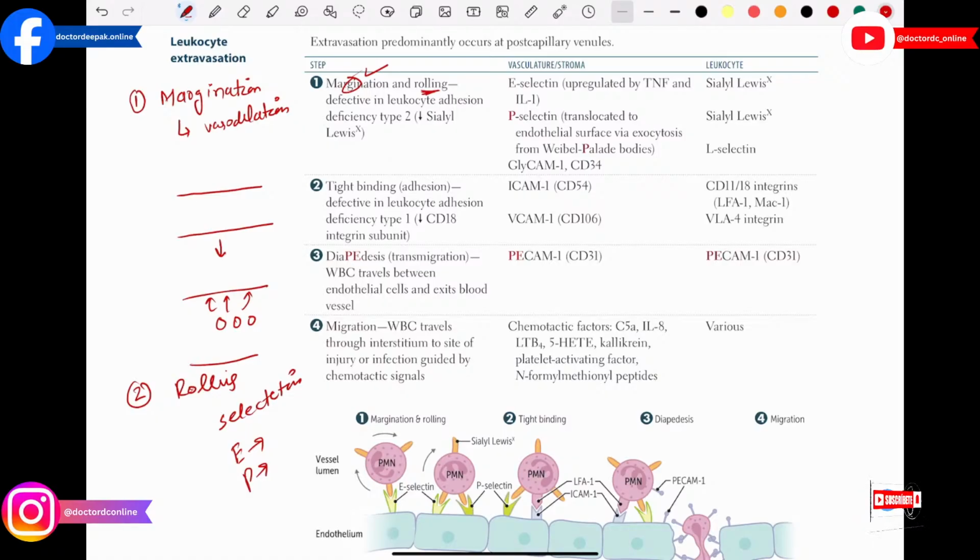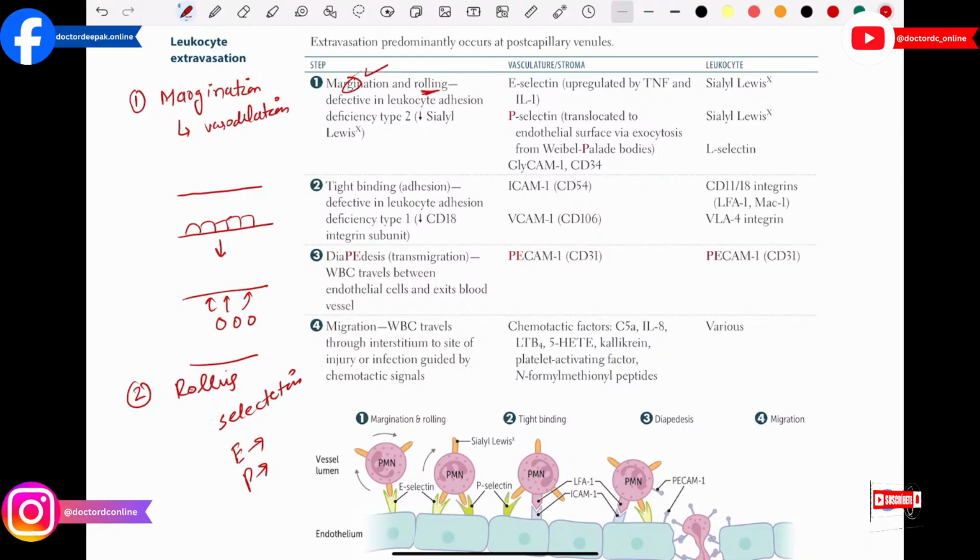Now the question is, when the endothelial cell expresses this selectin, it will bind with the leukocyte. On the leukocyte we have different kinds of proteins, like sialyl Lewis. We have different kinds of sialyl Lewis, which are present on the leukocyte, and these attach to the endothelial cell. Let's suppose this is the endothelial cell. I am just trying to explain with an example.